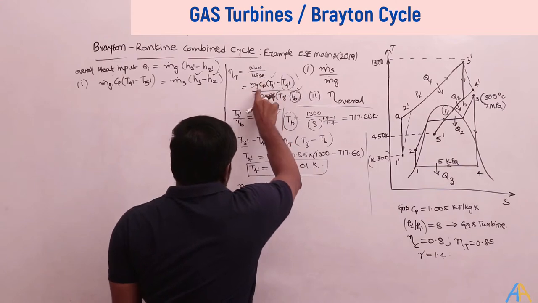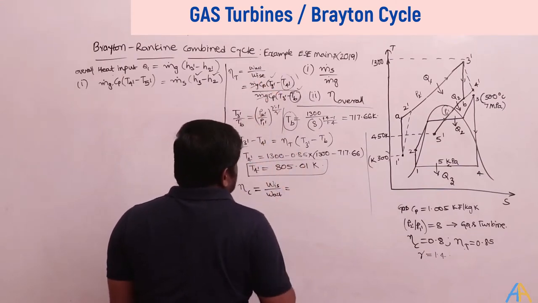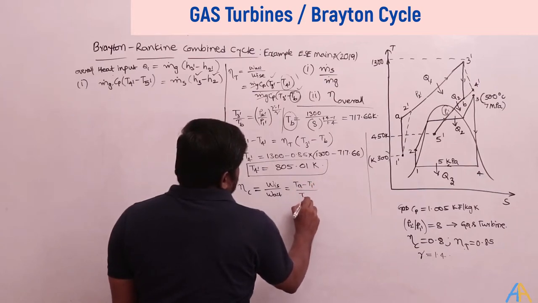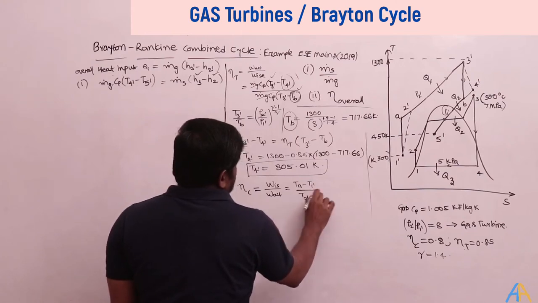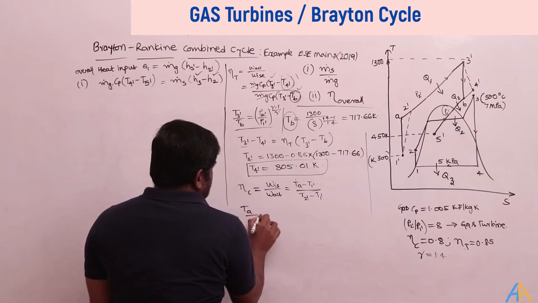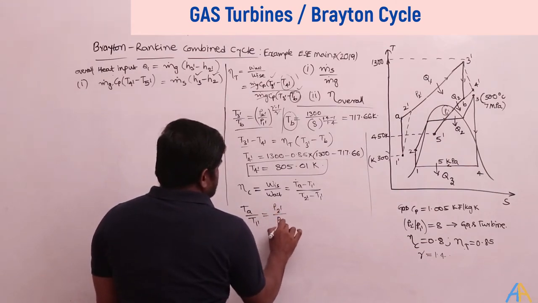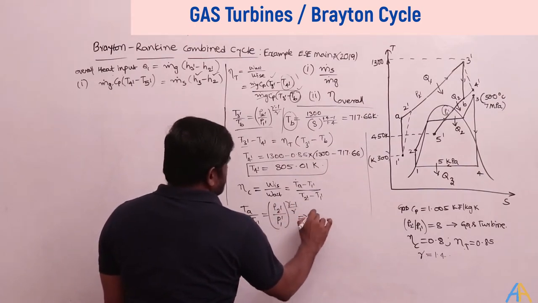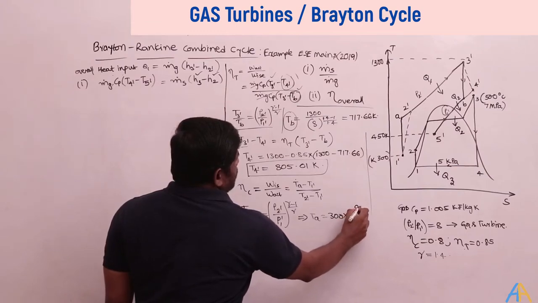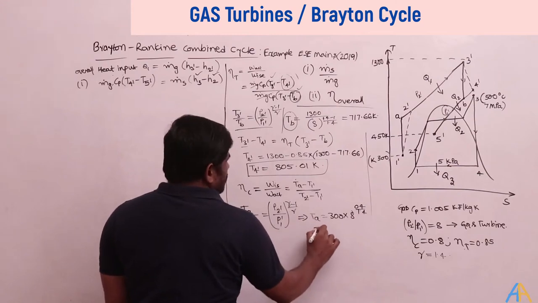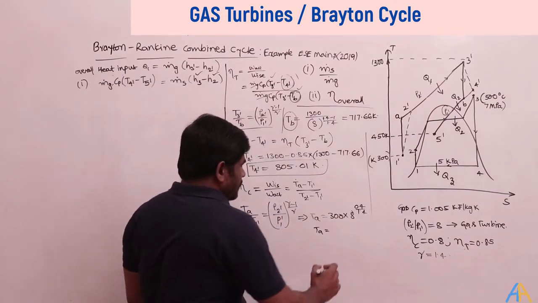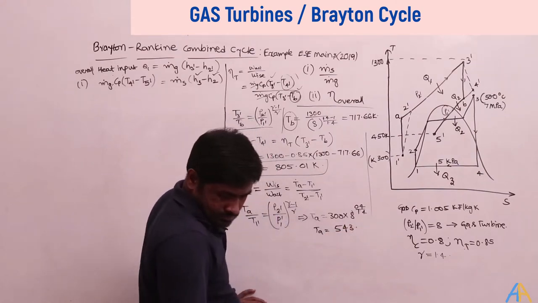Anyway, the specific heat will be cancelled here, so directly I will write only in terms of temperature. Isentropic is Ta minus T1 dash divided by T2 dash minus T1 dash. So first we need to find out the Ta. How will you find out the Ta? Ta divided by T1 dash equals P2 dash divided by P1 dash, whole power gamma minus 1 by gamma. Then Ta equals T1 dash, if I take it to the right side, 300 into 8 power 0.4 divided by 1.4. After simplification, the Ta value is 543.43 Kelvin.